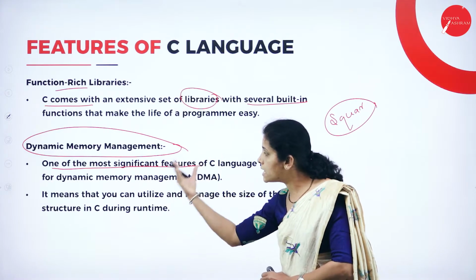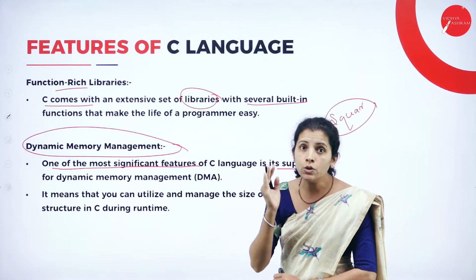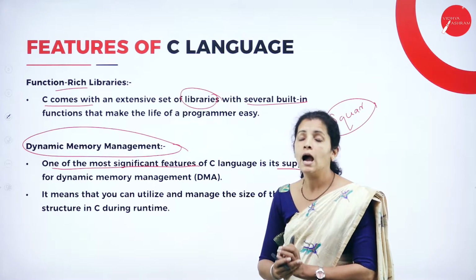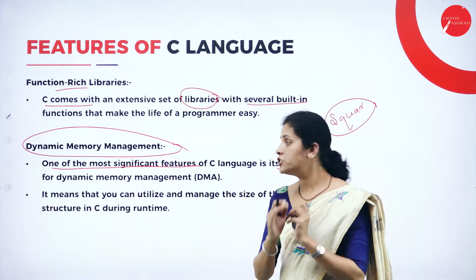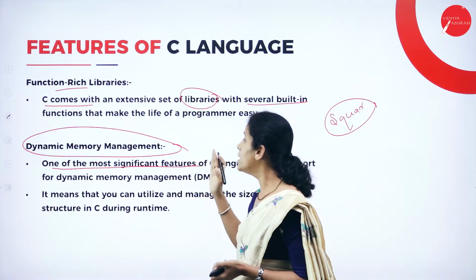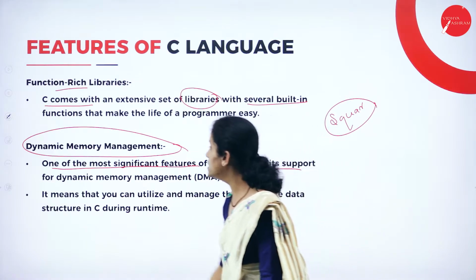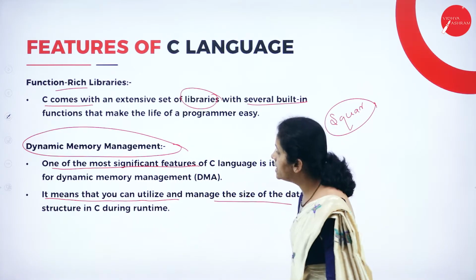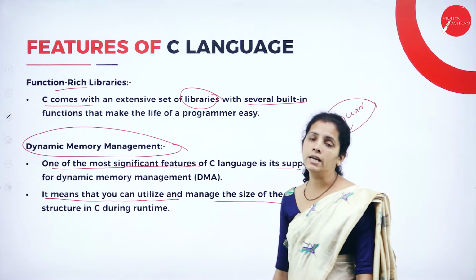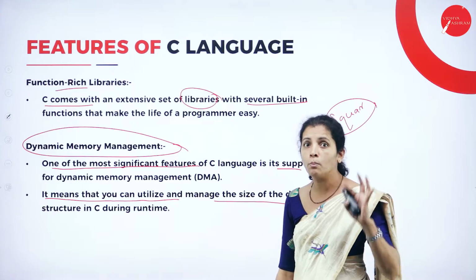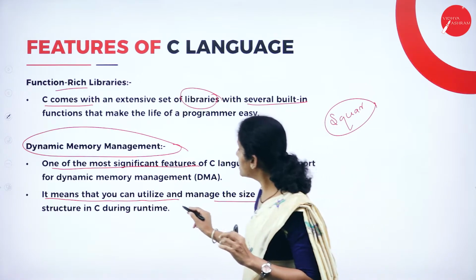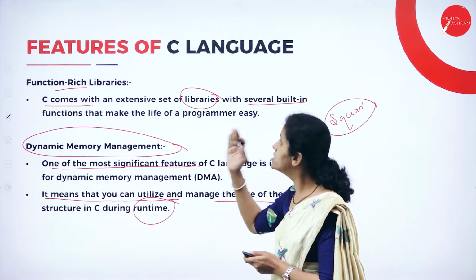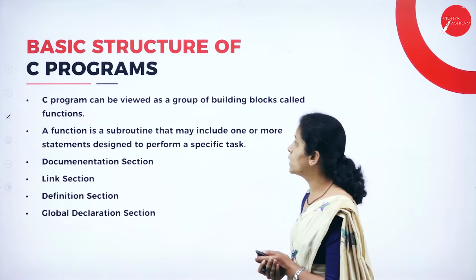So what is dynamic memory? During the execution of the program, the compiler allocates the memory, and that kind of memory allocation is called dynamic memory management. It means that you can utilize and manage the size of the data structure in C during runtime, which is also known as execution time. So these are the features of the C programming language.